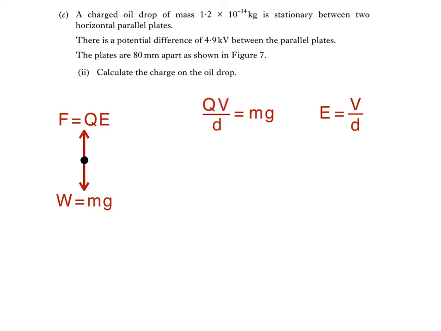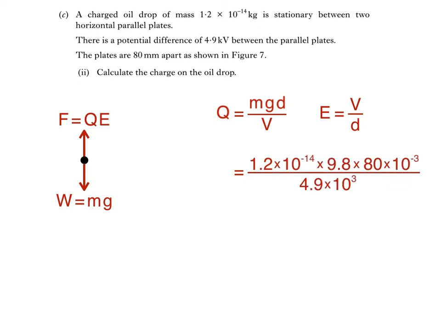We can then make charge Q the subject of the equation by dividing both sides by V over d. This is the same as multiplying by d over V. So the equation becomes Q is equal to mgd divided by V. We can then substitute our values into this equation, remembering to convert distance to meters and potential difference to volts. This gives us a final answer of 1.92 times 10 to the negative 18 coulombs.